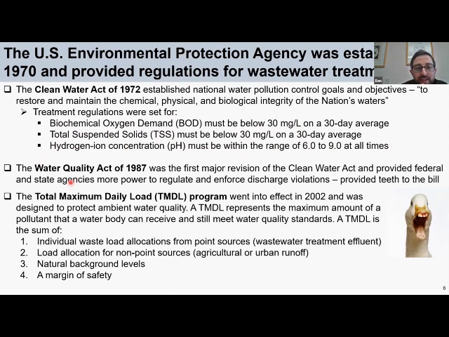But it wasn't until 1987 when the Water Quality Act passed, which was the first major revision of this Clean Water Act. And really, it provided the EPA or the federal government more power to fine or enforce these discharge violations. So when I present this to my students, I say that it provided the bill some teeth, like this stupid picture of a duck with teeth, just because regulations are boring and I try to make it fun. So yeah, Clean Water Act 1972 set regulations for organic matter. In 1987, we had another act that provided more power to these regulatory agencies.